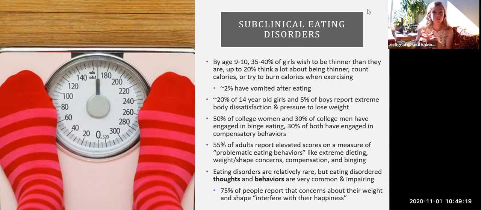So as many as 75% of people with weight and shape concerns or with a desire to lose weight and be thinner say that these thoughts and feelings and the behaviors associated with dieting interfere with their happiness. So that is a lot of distress and suffering coming from subclinical disordered eating behaviors in the United States.